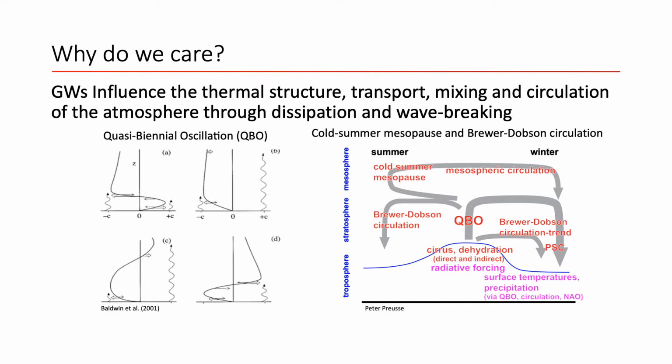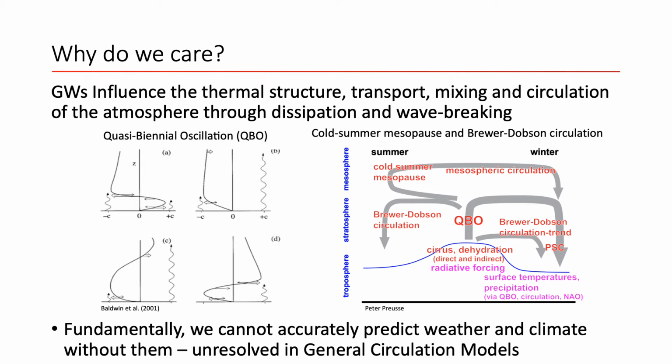And this is due to gravity wave forcing, which generates a mean circulation with a lifting of the air and adiabatic cooling of it at the summer pole. But fundamentally, we cannot accurately predict weather and climate without understanding gravity waves. Gravity waves are unresolved in general circulation models, and they need to be parameterized. And these parameterizations use very simplified physics, which have a lot of problems.